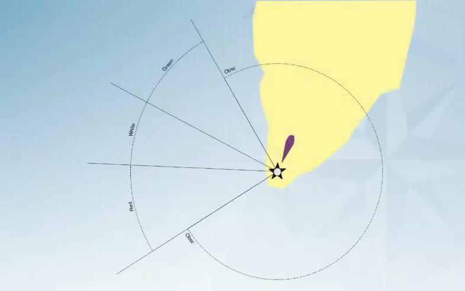Some lights can also show different colours depending on the angle they're viewed from. They're called sector lights. In our example here, this light shows red when viewed from here, white when viewed from here, and green from here. It also has an obscured area and therefore cannot be seen at all if viewed from here.